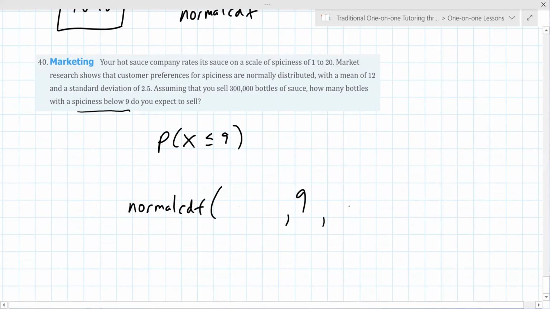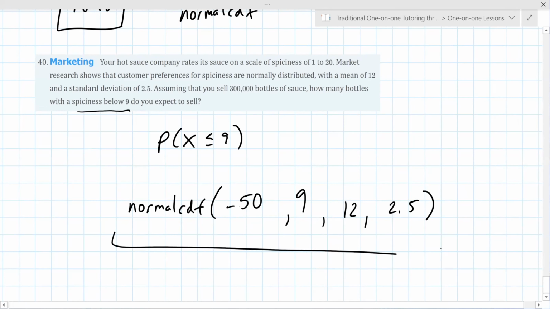Oh, right. So the mean is 12 and the standard deviation is 2.5. So it's got to be a lot less than 9, and it can be negative. I mentioned like 6 times this number. You could use 10 times that, or you can go like -50. That'll give you a good enough answer. You take that number, whatever you get there, and you multiply it by 300,000.